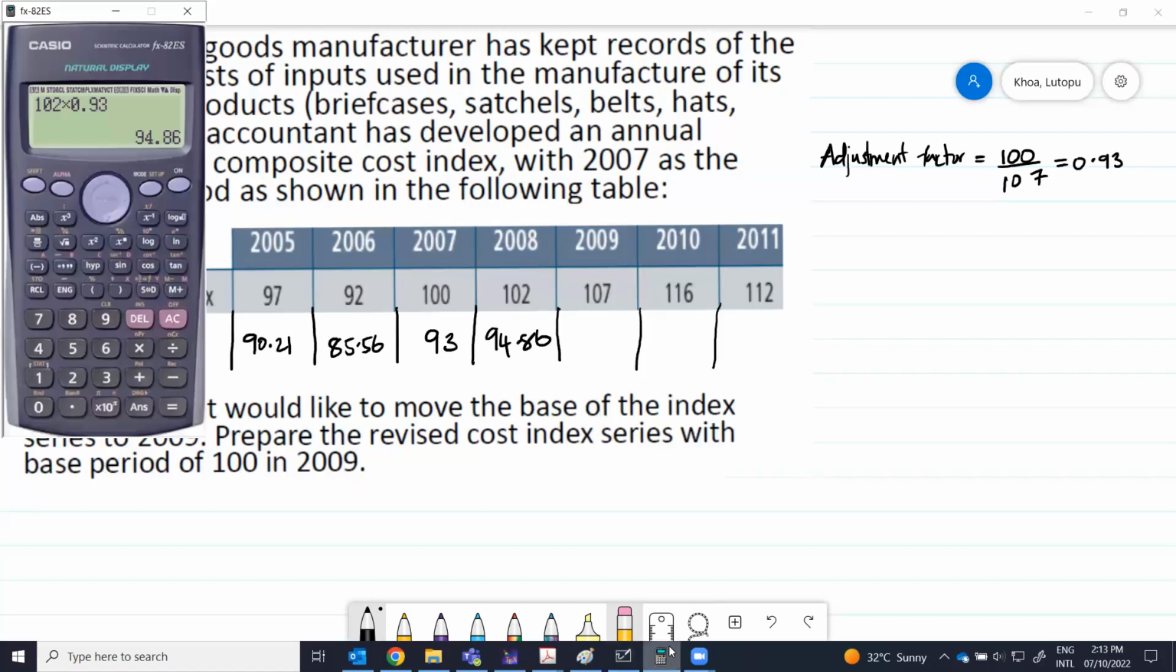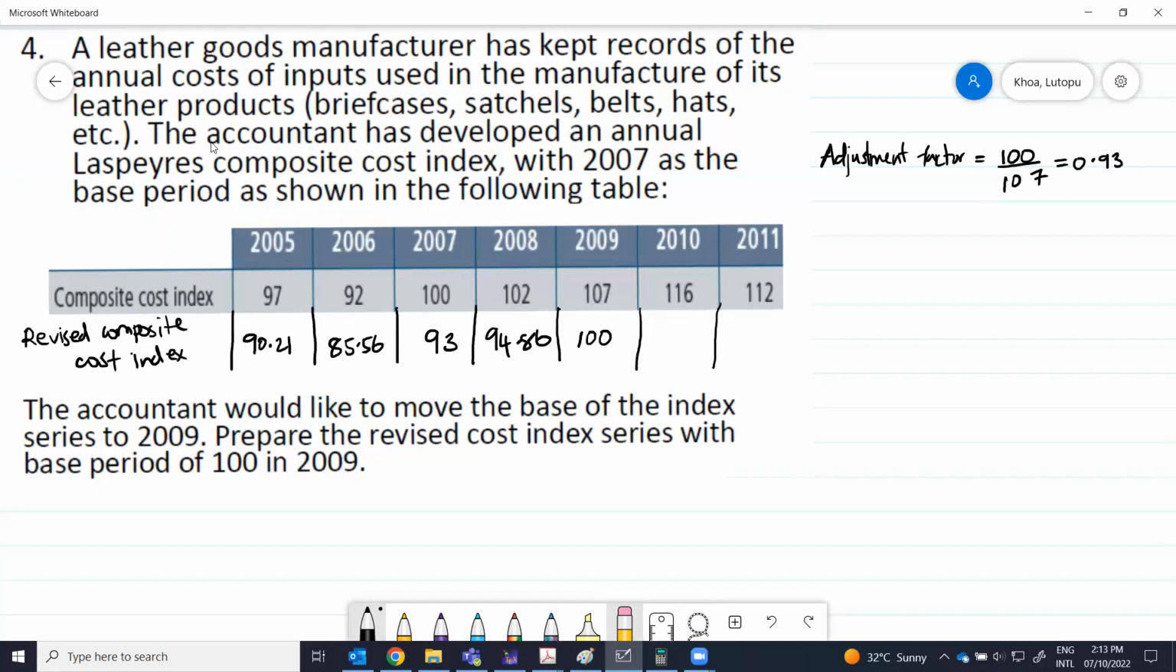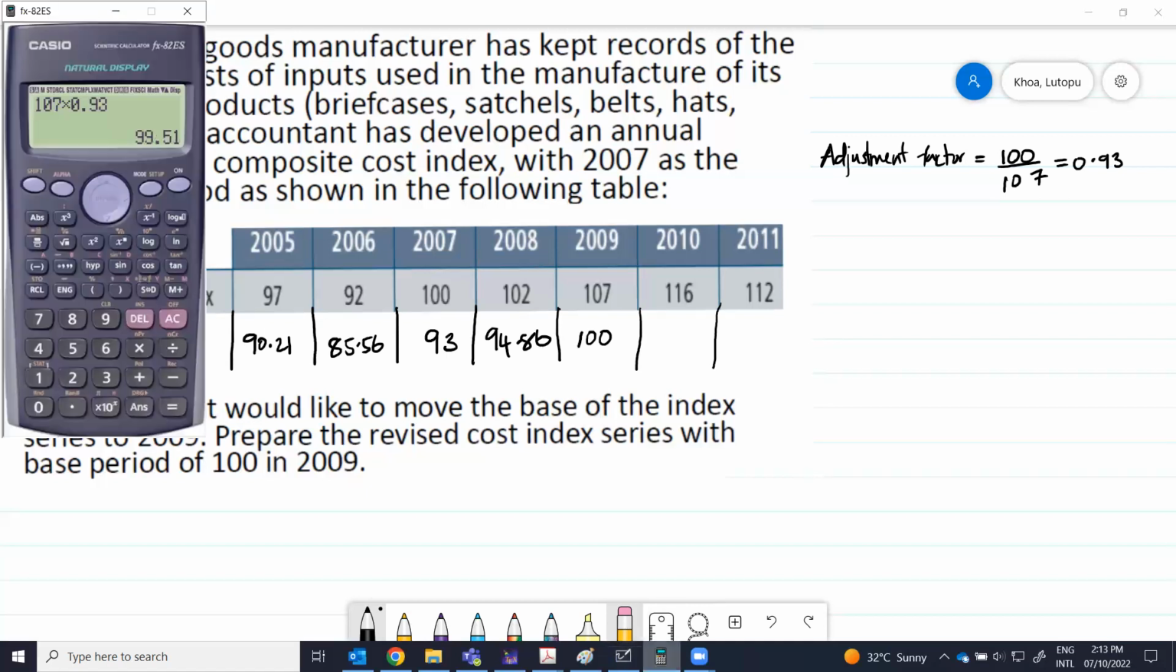107 times 0.93. Okay, this one is 99.51, but again, it's not giving me exactly 100 because I've rounded this off, but this should be 100. So you might want to use more decimal places, but this one here should give you 100.